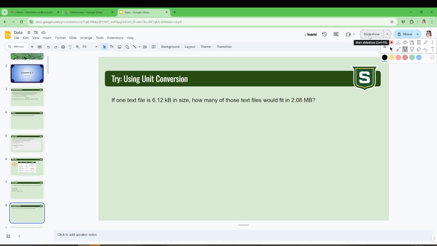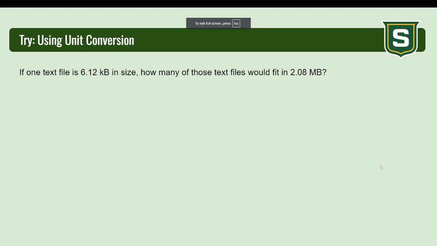Oh, just realized this is not actually in slideshow mode, guys. Sorry. There. It's a little bit bigger now, right?